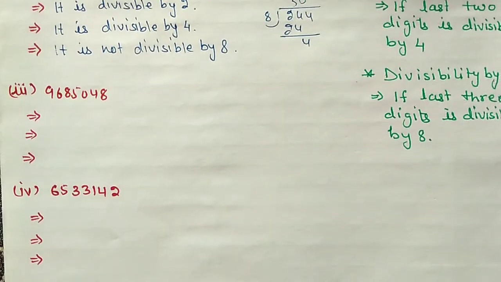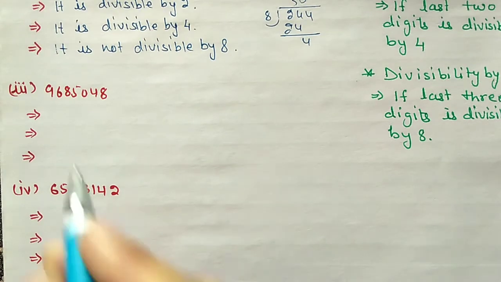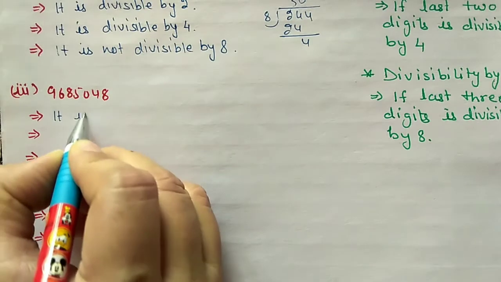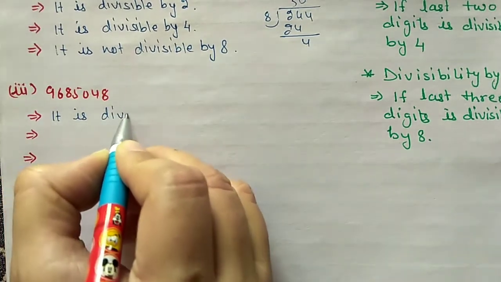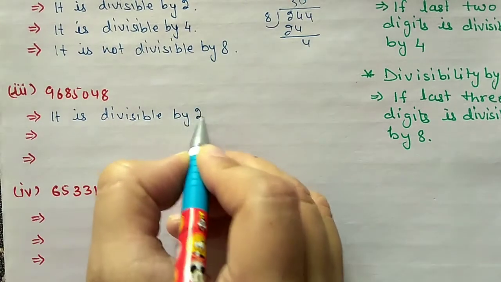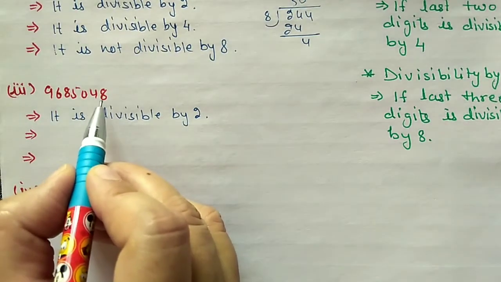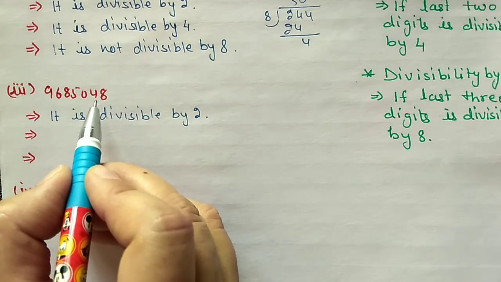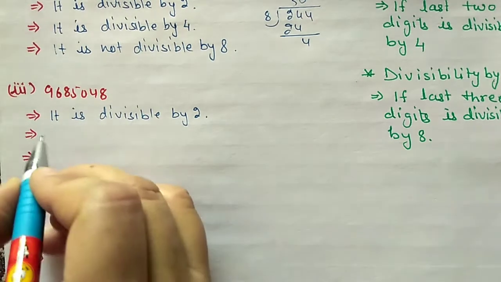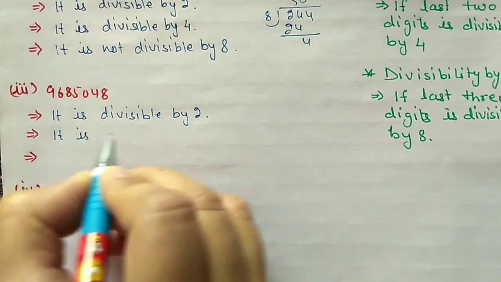Third number we have 9685048. The last digit is even, so we can write it is divisible by 2. Then the last two digits, 48. If we divide 48 by 4, 4 ones are 4 and 4 twos are 8, it is completely dividing. So it is divisible by 4 also.